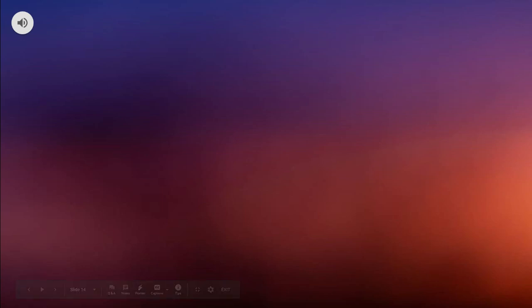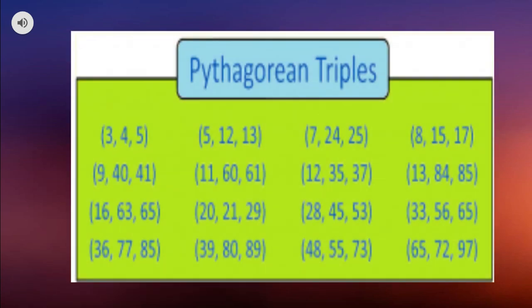Here, the table is showing some Pythagorean triplets. See, 3, 4, 5 and 5, 12, 13. These we have already done, isn't it? In the same way, many other numbers are also given there, meaning other triplets are also given. These all are Pythagorean triplets. You can go through them. Okay.